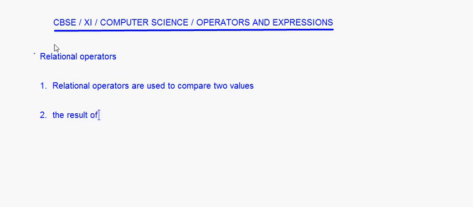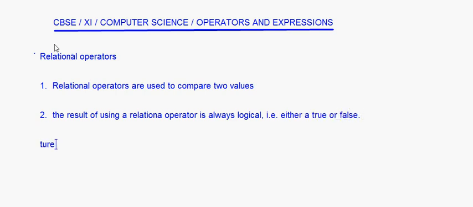right? The result of using a relational operator is always logical, that is either true or false. True has the value of 1 and false is represented by a 0, right? Oh sorry, that's a 0 there. False is represented by a 0.